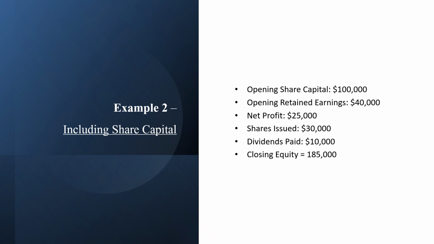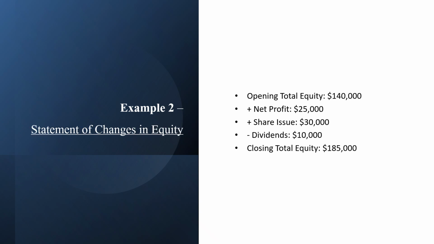This means new investors contributed more money to the company. However, the company also pays dividends of $10,000 to shareholders. When we combine all these changes, the company ends the year with closing equity of $185,000. Let's present this example in a clear statement format.